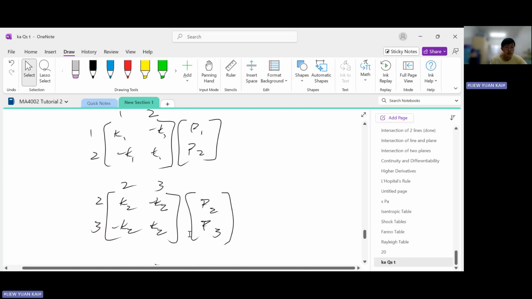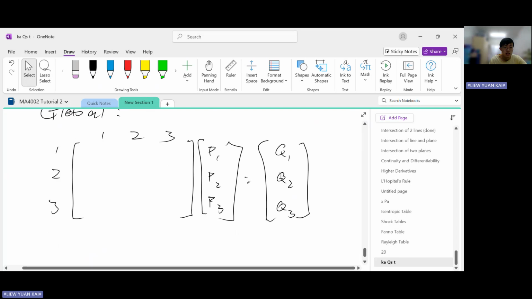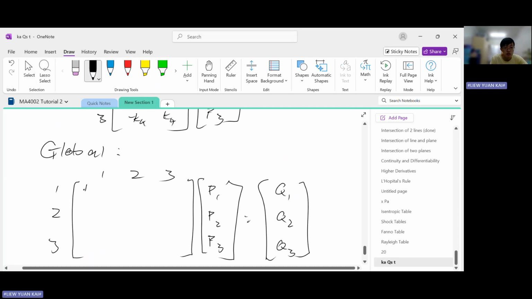Take a look at the first element equilibrium equation. In row 1 and row 2, column 1 and column 2, we have K1s. So we have K1 minus K1 minus K1, K1.